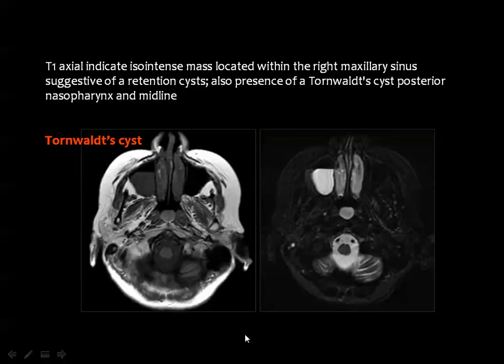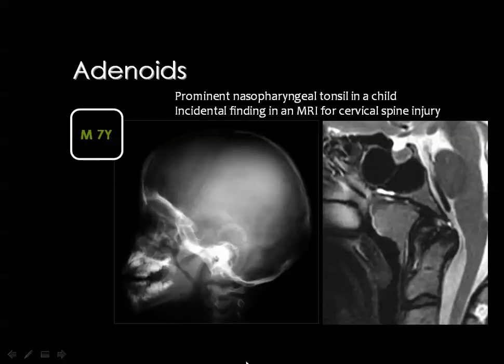And this is an example of a Tornwaldt cyst which shows some increased signal in the T1 due to the proteinaceous contents, and the bright signal in the T2 is a characteristic site of the lesion.